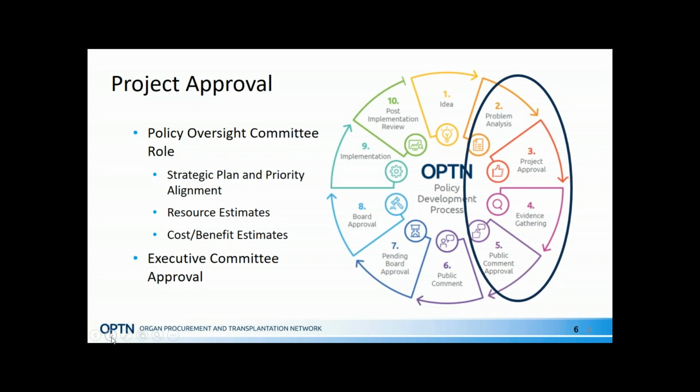Once an idea has been identified, the committee begins working through the next several steps, which include analysis, evidence gathering, and an approval process that ensures the work aligns with the goals of the OPTN, as well as the requirements in the National Organ Transplant Act, commonly referred to as NOTA, the OPTN Final Rule, and the OPTN bylaws.